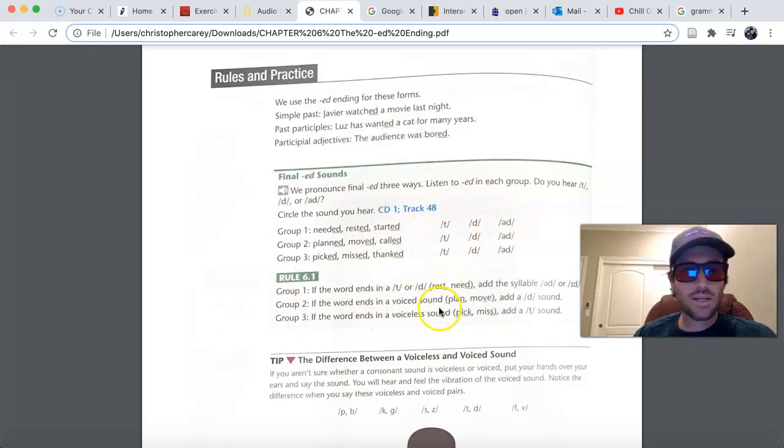Great practice of the different grammatical forms of the ED in English and the different pronunciations, of which there are 3, depending upon whether the word ends in a T or D sound, a voiced sound, or a voiceless sound.